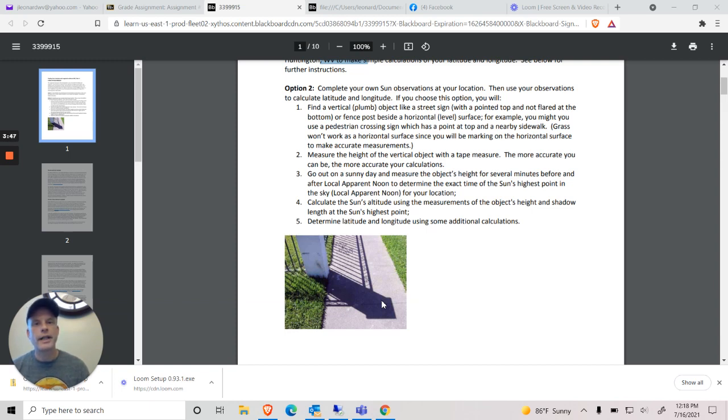Again, this is extra credit, and I'll show you another video where I show you how I've set up the experiment and the measurement technique, and you'll be able to translate that into something that you can use, like I say, a fence post or some other vertical object that is next to a perfectly level surface.